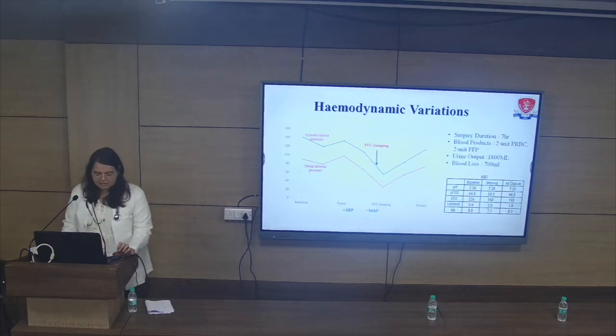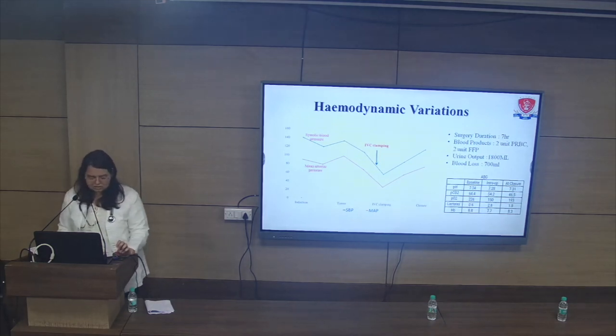Before IVC clamping, patient was preloaded with IV fluid. Even after all this precaution, there was a fall in BP due to IVC clamping, which we managed with vasopressor support and IV fluid bolus. BP improved after clamps were removed. Over the entire surgical period, there was significant blood loss which was replaced with 2 units of PRBC.